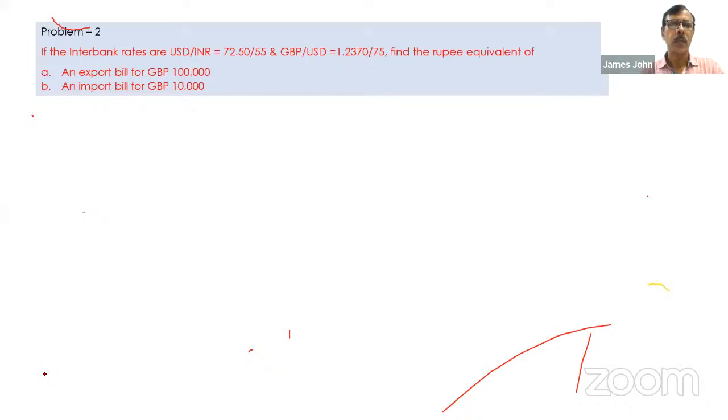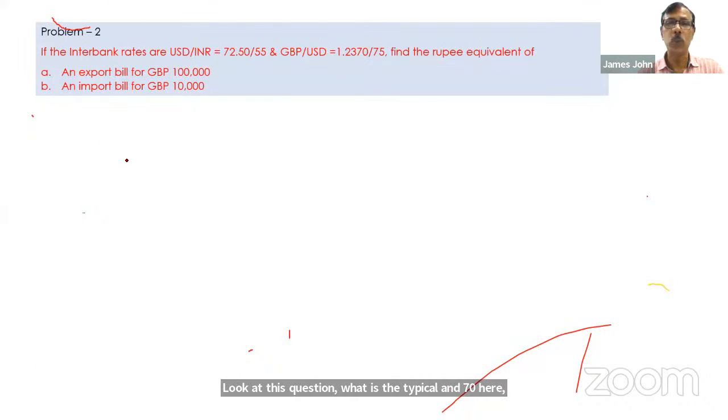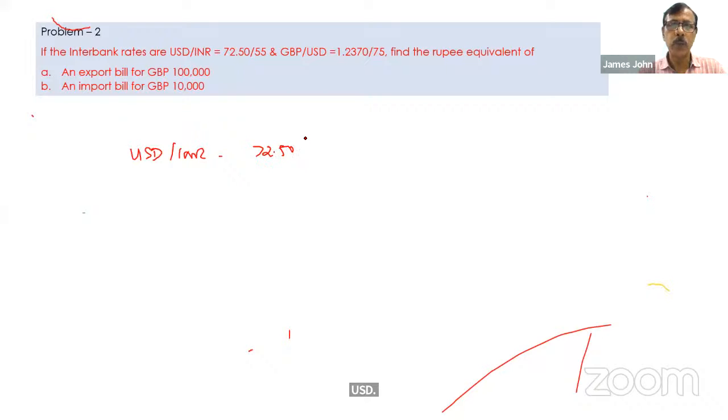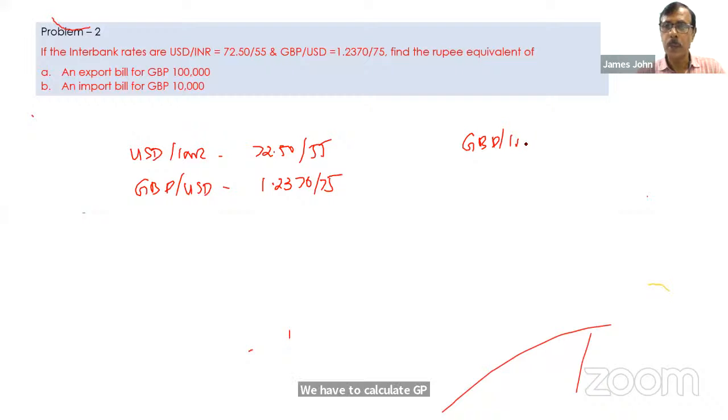Look at this question. What is the rupee equivalent? Here, the cross rate mechanism. We have 2 rates. One is USD INR 72.5055 and GBP USD 1.237075. We have to calculate GBP INR. This is the cross rate mechanism, because you have 2 rates.